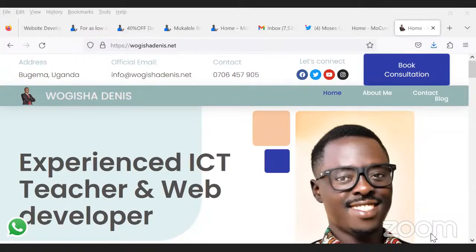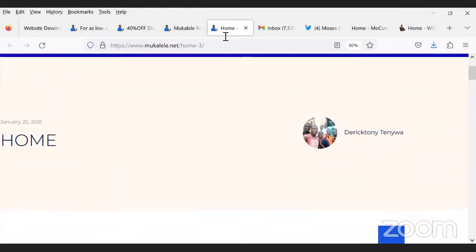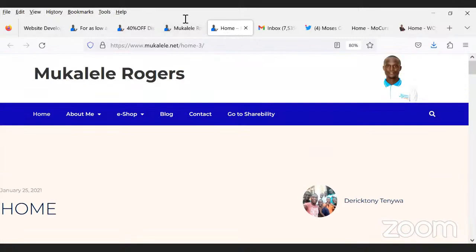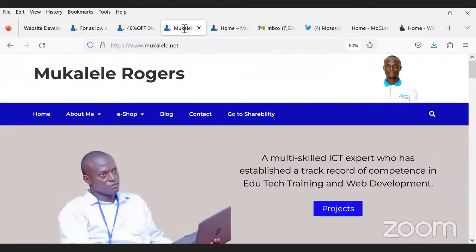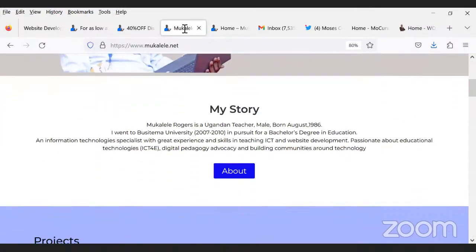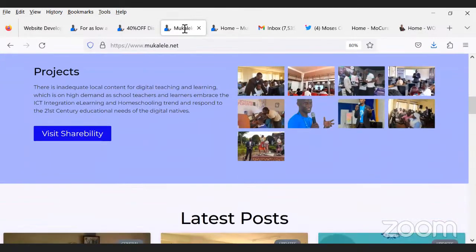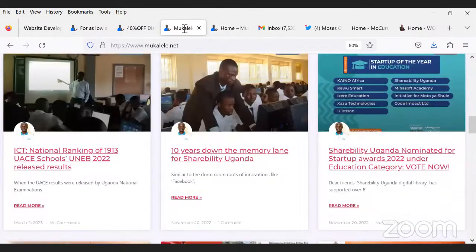Members, as you can see, you need to have a portfolio which can help you, because you cannot sell what you don't have. You could either have one for your school or for your business or for yourself. Personally, I have had mukalele.net for long, and I keep reimagining it and thinking of how I can make it different. So this is my photo, and I have my story there, my projects which I have done, and I keep writing articles so that people can come and find my stories there.